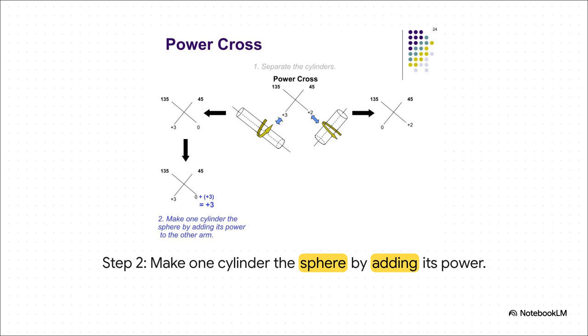Now, for step 2, pick one of those isolated cylinders to serve as your base sphere. Honestly, it doesn't matter which one you pick. For this example, let's pick the +3. Now, to make it a true sphere, that power has to exist everywhere, right? So, you must add its power, in this case +3, straight across to the empty arm of its own cross. That establishes your baseline spherical component.